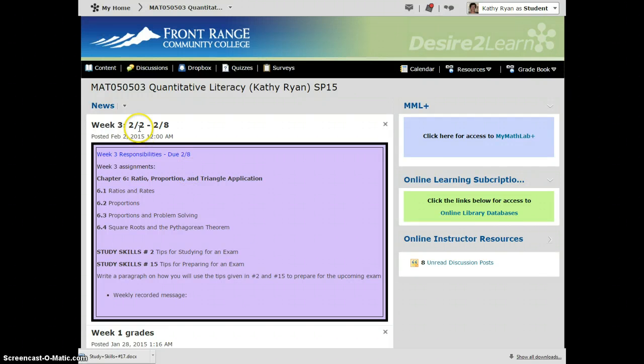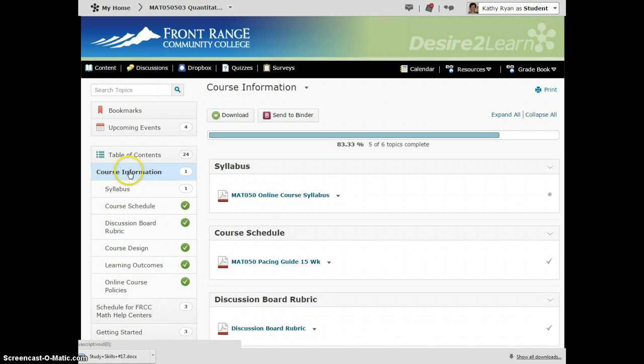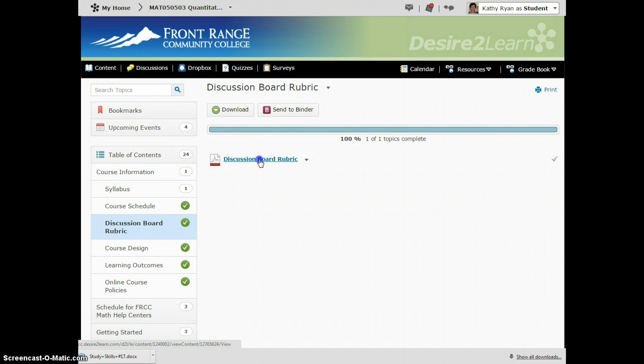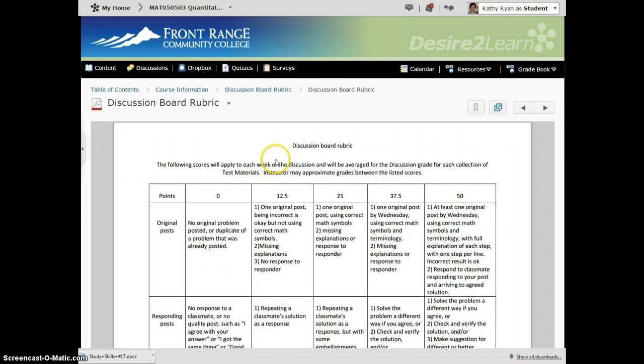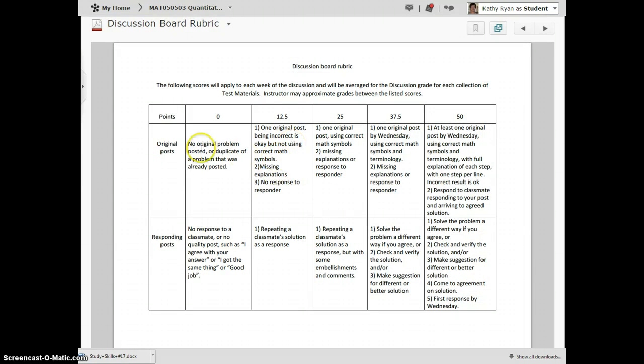Let's go to the content area, and the first thing I want to look at is under the course information: we have syllabus, course schedule, discussion board, rubric. Have you taken a look at that? Let's open it and see what it says. So right here I'm telling you how I am grading these. You need to have an original post, at least one, but I highly recommend more than one because there are more questions that aren't being answered, and the more people that cover several questions, the more we'll get through.